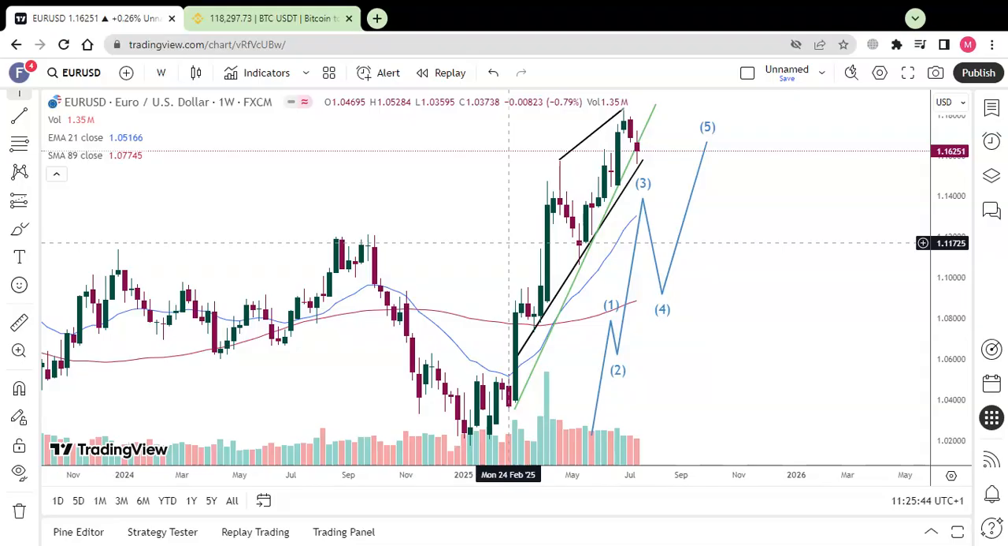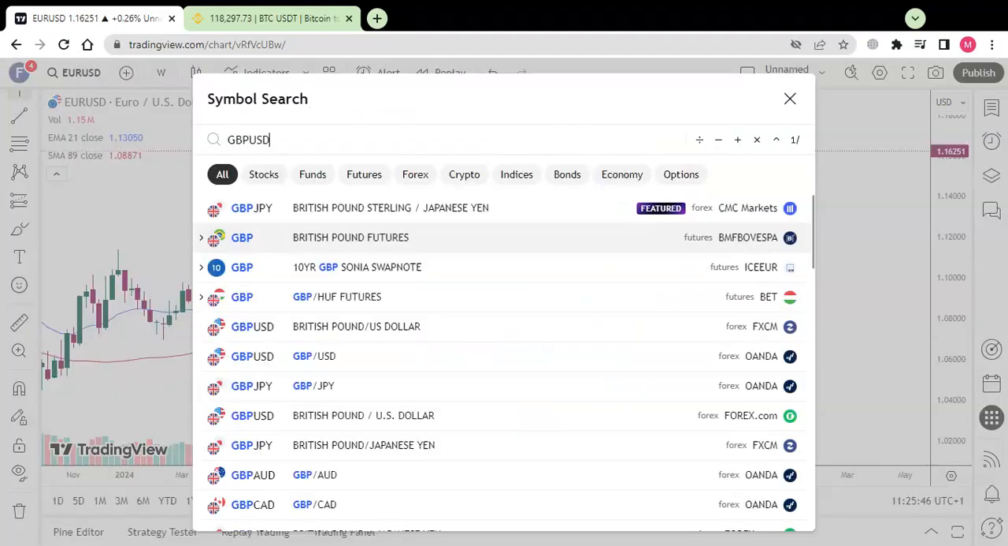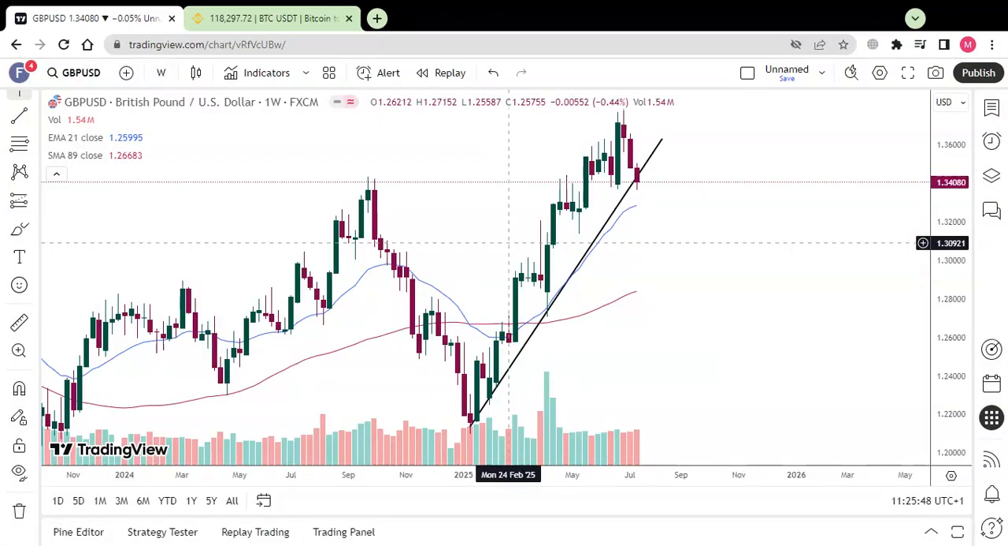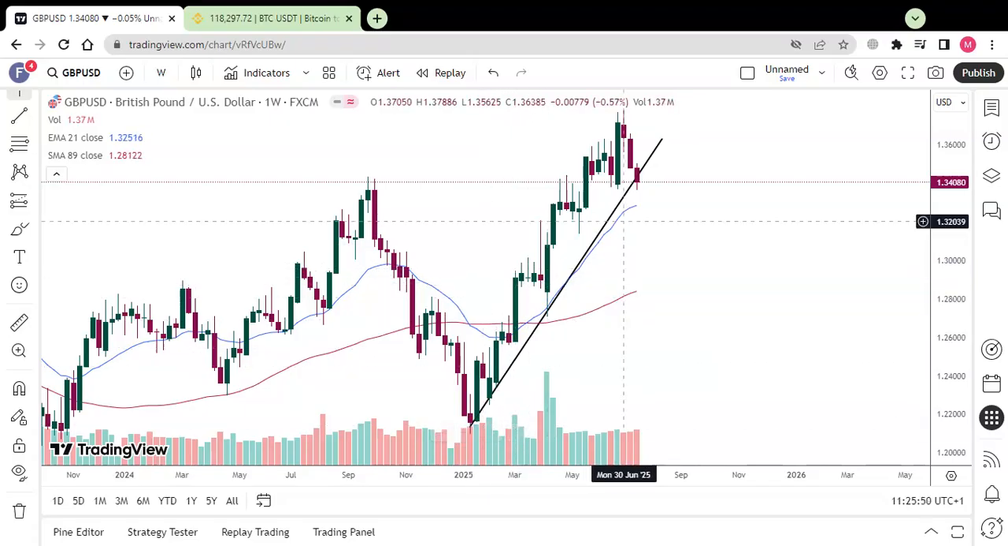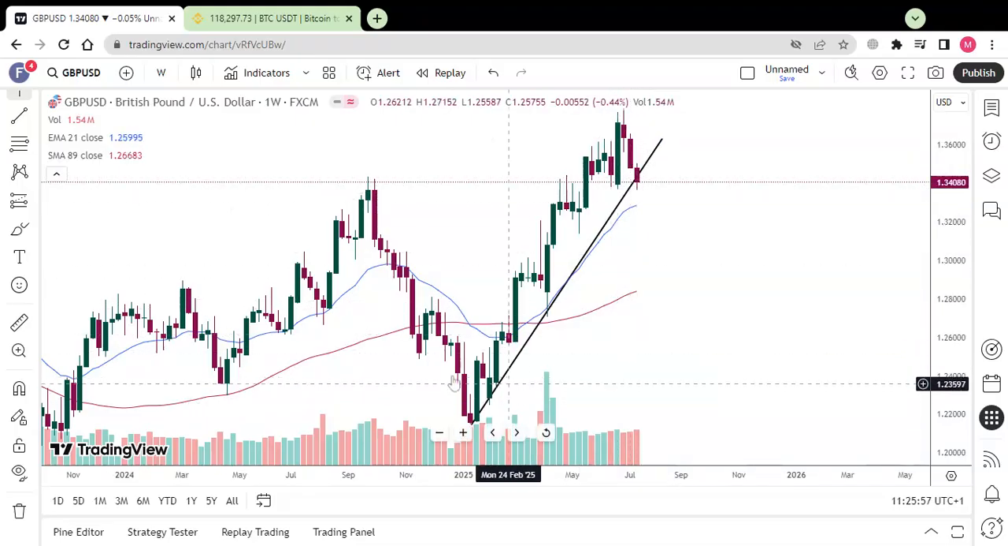In the same context, you will find that the pound dollar also is moving in the same direction. If we draw here a trend line, you will find that the line has barely broken. Okay, has barely broken.